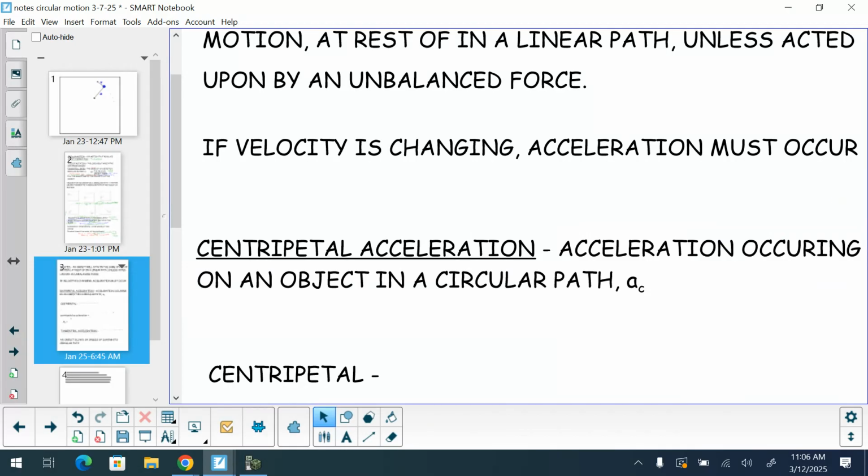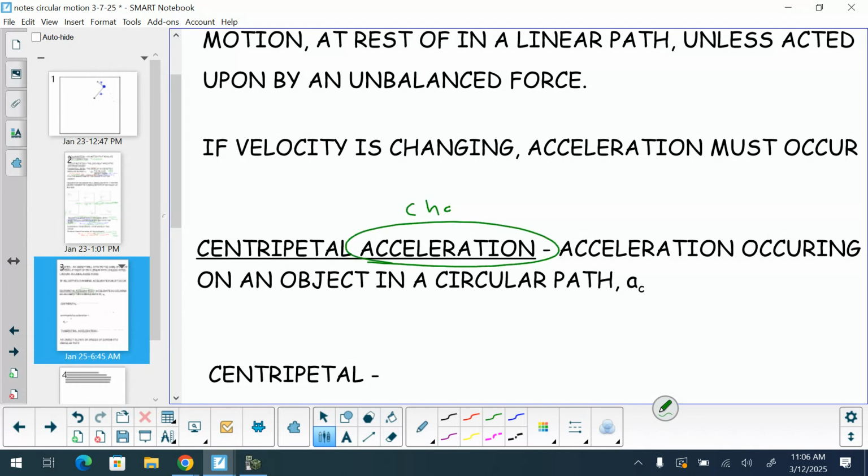It's acceleration occurring on an object in a circular path. This acceleration is changing the direction. It is changing the direction. When we have a change in direction, we have a change in velocity.